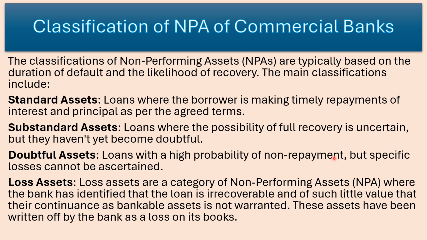For example, a bank has extended a loan to a small business that subsequently declares bankruptcy and liquidates its assets. After exhausting all legal avenues for recovery and determining that there are no remaining assets to seize, the bank identifies the loan as a loss asset and writes off the outstanding balance.